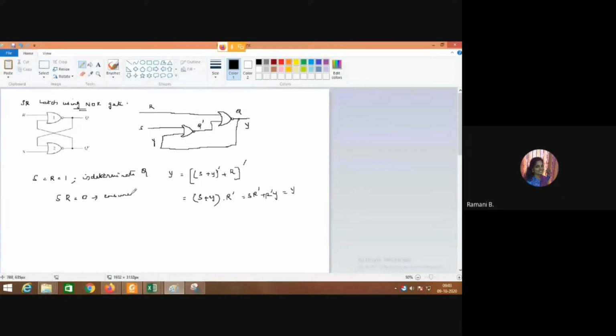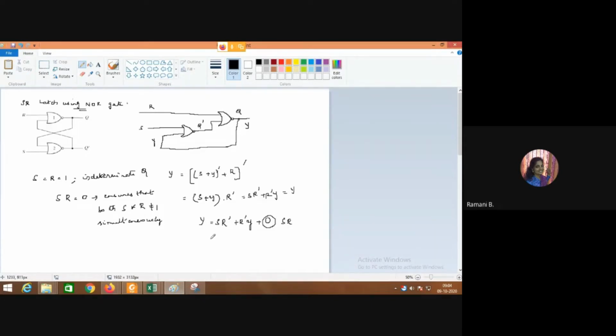Ensures that both S and R are not equal to 1 simultaneously. Okay? So by adding that in the expression, you will have S R bar plus R bar Y, or just by adding a 0, which is nothing but DSR.